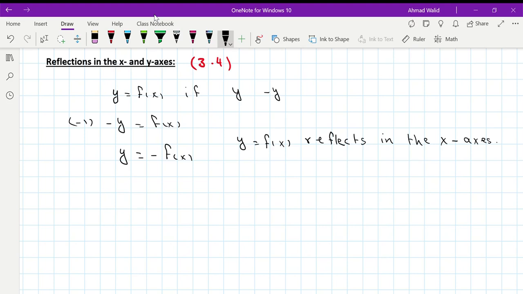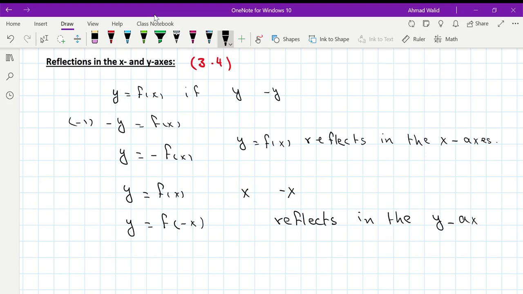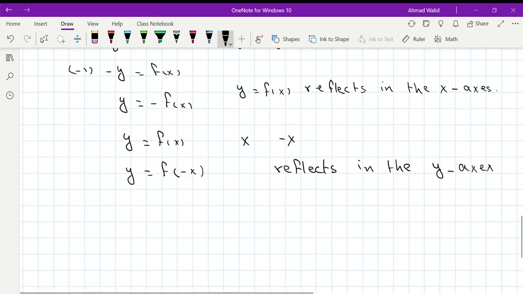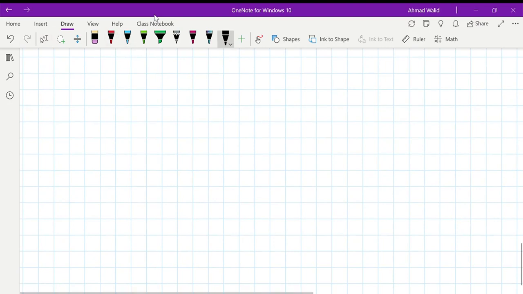And the same way, if I have y equals f of x and I replace x with negative x, then this equation becomes y equals f of negative x, and in this case your graph reflects in the y-axis. Now I'll do two examples to show how the reflection works. Correct? Example number 1.